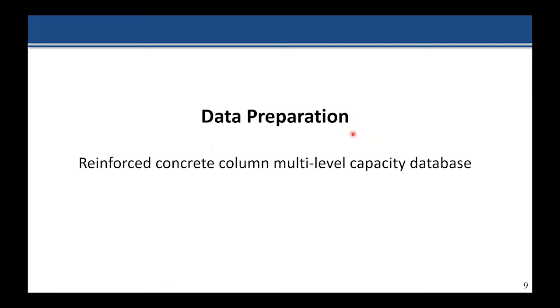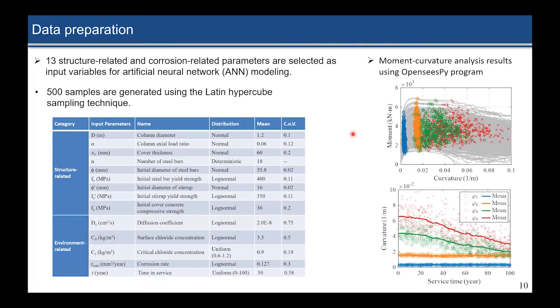Next is about data preparation. In order to set up the capacity database, we selected certain structure-related and corrosion environment-related parameters as input variables. And we use the Latin hypercube sampling technique to generate 500 samples as the bridge column section database. And then we use the OpenSeesPy program to get moment-curvature curves. The previously defined 4 critical section curvatures, phi1, phi2, phi3, and phi4, are taken here as output data for the neural network.